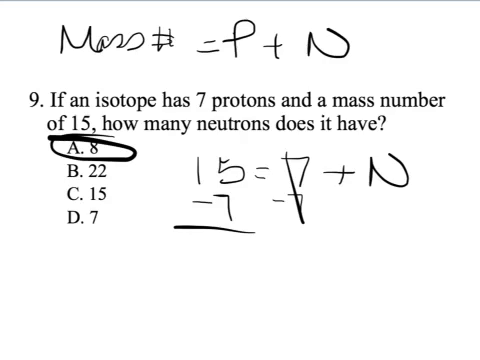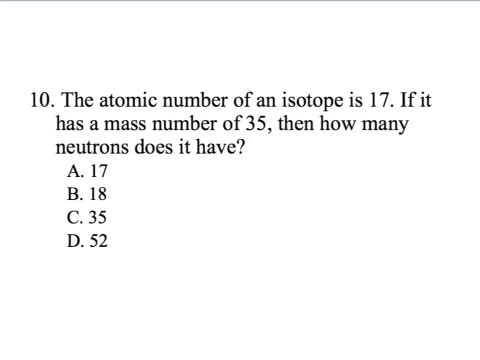The atomic number of an isotope is 17. If it has a mass number of 35, then how many neutrons does it have? So we know that mass number equals protons plus neutrons.